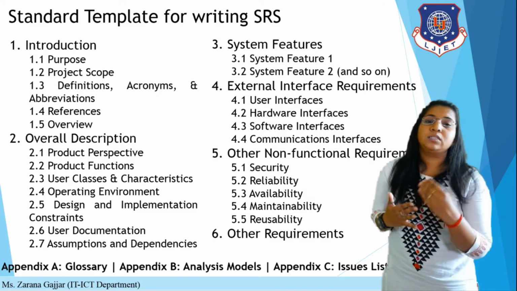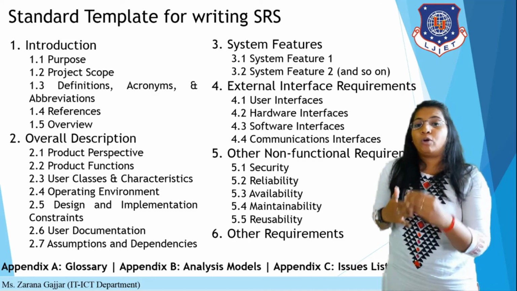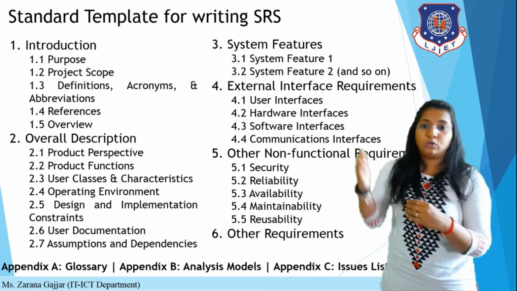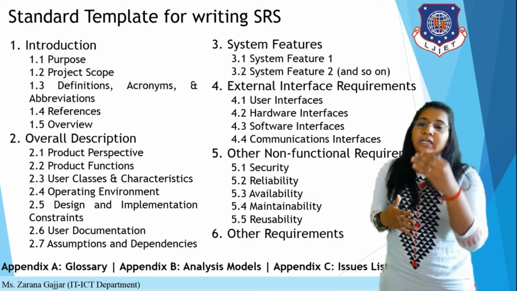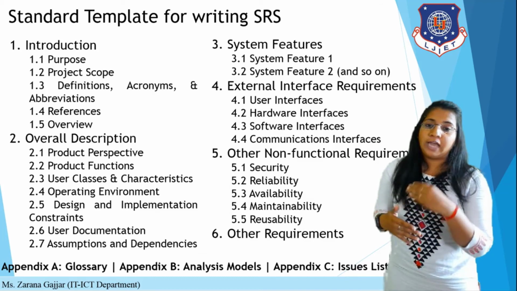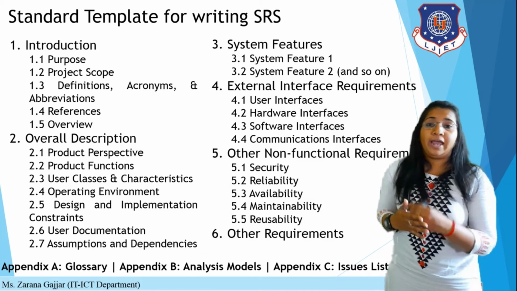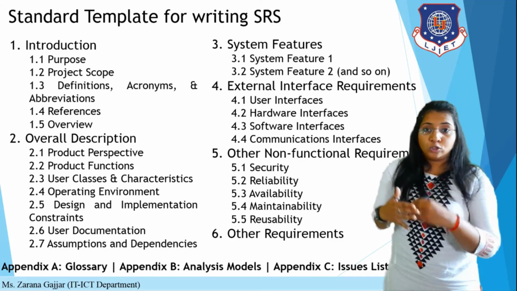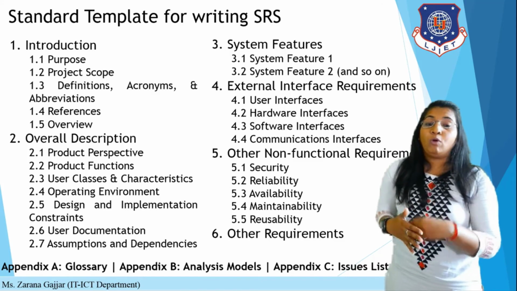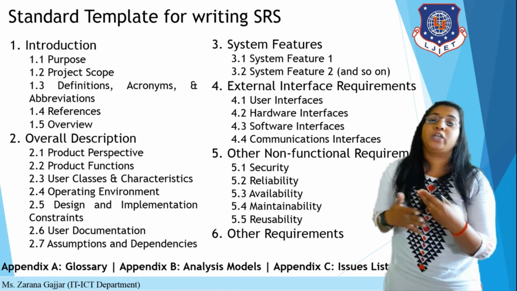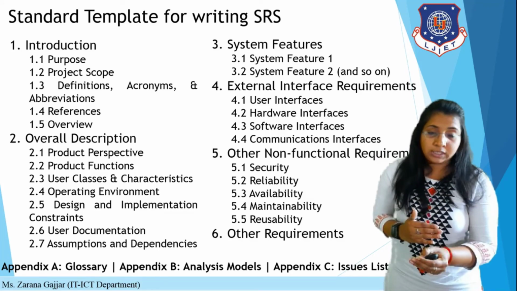Then third is system features. So in system features you are mentioning the features of your software. So feature 1, feature 2, feature 3 and many more. You have multiple features in your software product that you will mention in that particular section. Then next is the external interface requirements. So what are the hardware requirements, what are the software requirements, how the UI will work and the communication interfaces. All these things are mentioned in that particular section.